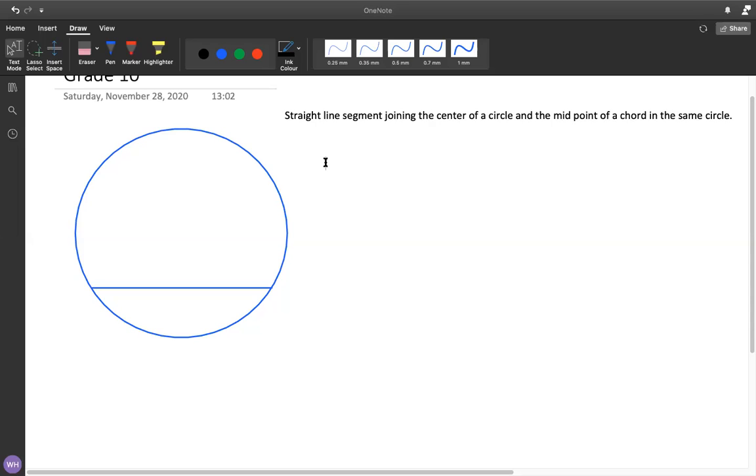All right. So can everyone draw this figure? Draw a circle with center. Probably we will use center as O. The center O.